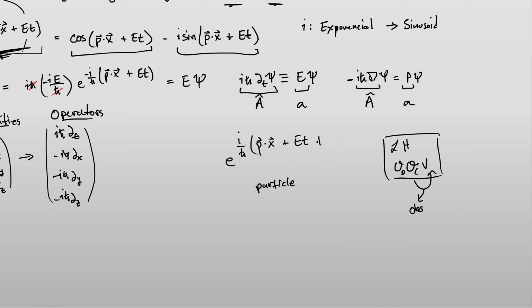But nothing's stopping us from putting a number right here. We'll call this a number. This is what's called the phase of the particle. So this is a phase. And we can think of this as, if we put a phase right in here, and right in here, and right in here.